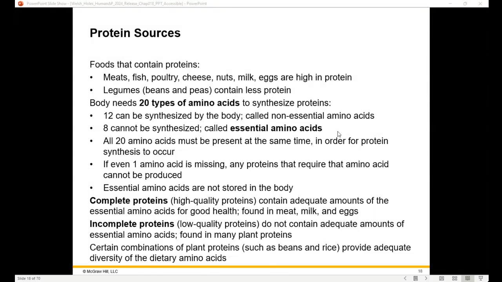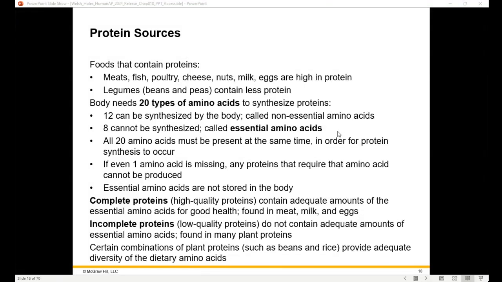All 20 amino acids must be present at the same time in order for protein synthesis to occur. If even one amino acid is missing, any proteins that require that amino acid cannot be produced. Essential amino acids are not stored in the body.